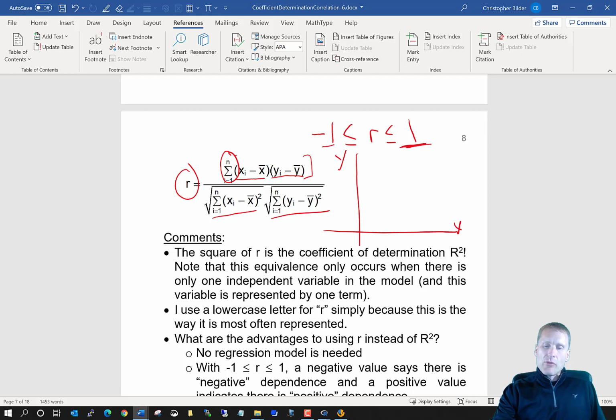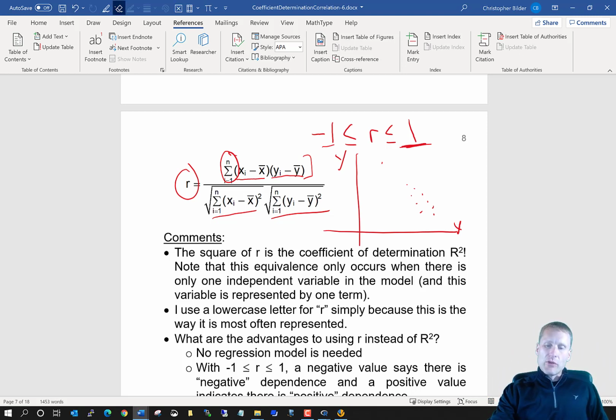Now, the closer you are to -1, then the stronger the relationship is between x and y, but now it's the stronger the negative relationship. In other words, what that means is as x goes up, y goes down, as what I just illustrated there.